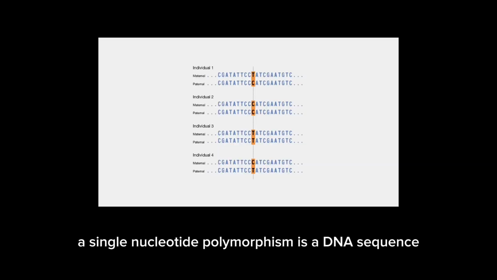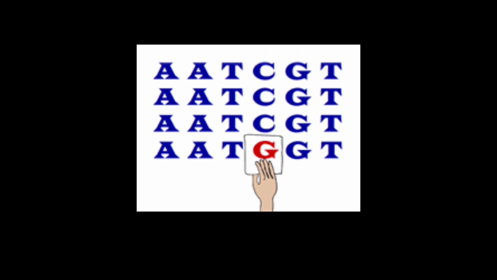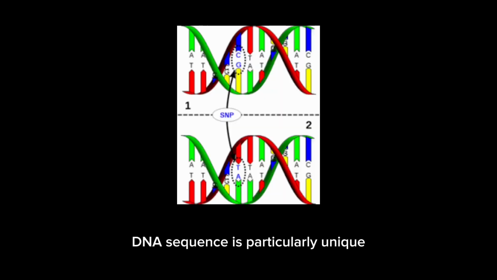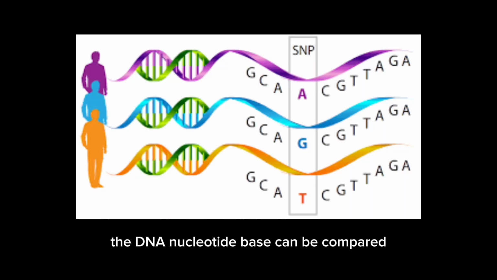A single nucleotide polymorphism is a DNA sequence that occurs at a single nucleotide. DNA sequences are composed of a chain of 4 nucleotide bases: adenine (A), cytosine (C), guanine (G), and thymine (T). So if a certain position in the human DNA sequence is particularly unique, the DNA nucleotide base can be compared and used to make a match.